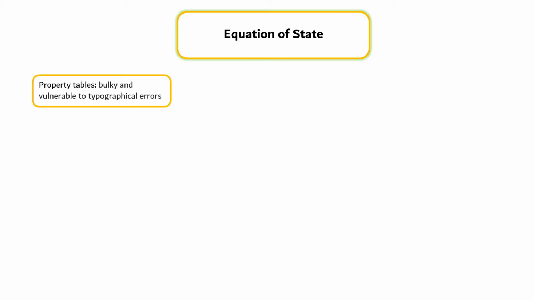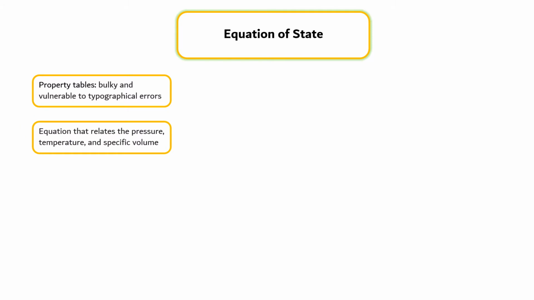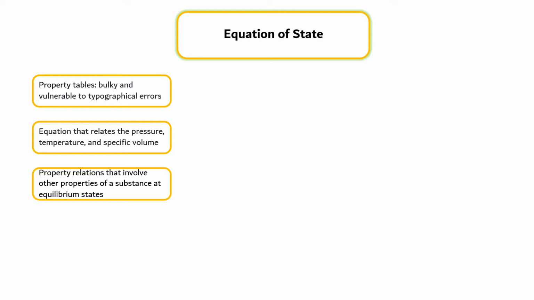Property tables provide very accurate information about the properties, but they are bulky and vulnerable to typographical errors. A more practical and desirable approach would be to have some simple relations among the properties that are sufficiently general and accurate. Any equation that relates the pressure, temperature, and the specific volume of a substance is called an equation of state. Property relations that involve other properties of a substance at equilibrium states are also referred to as equations of state. There are several equations of state, some simple and others very complex.